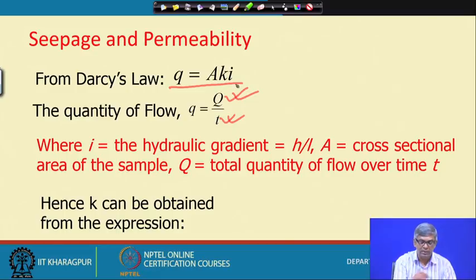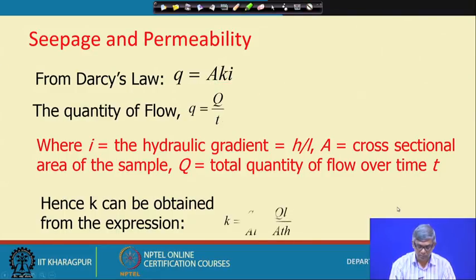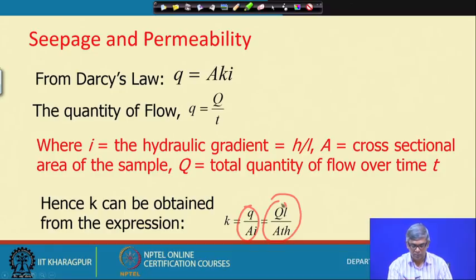So, this Q becomes Q by t, and if I equate these two, then I will get k equal to Q by A i, and i equal to H by L. So, k equals Q L by A t H, this is the formula. That means, during the test, the quantity of flow and time I have to measure. Sample height, this is actually the head over which flow is taking place, the length through which the flow is taking place, and the cross section area. The cross section area, length of the sample, and head, we can fix, and during the test we will measure quantity and time.